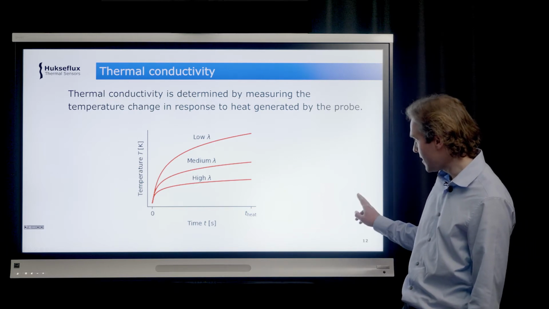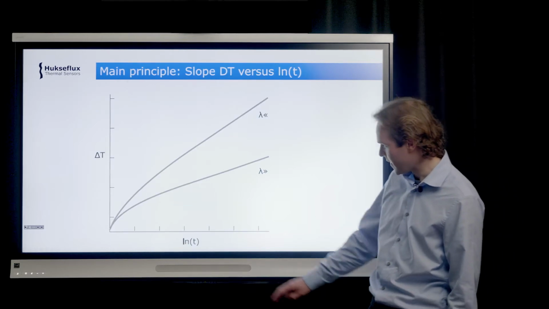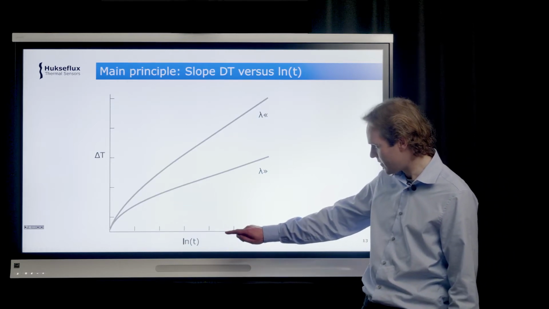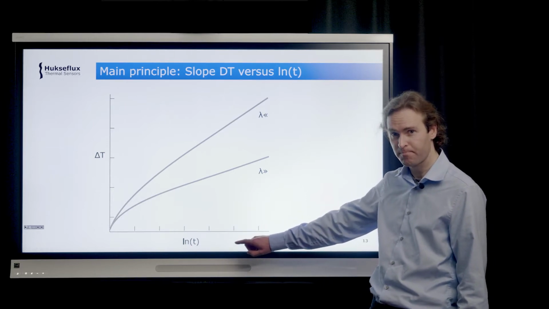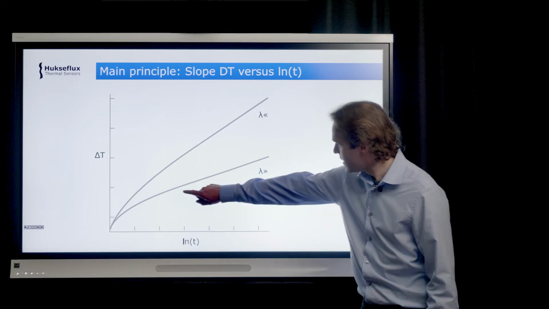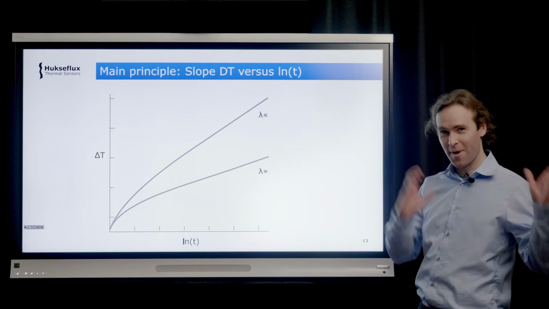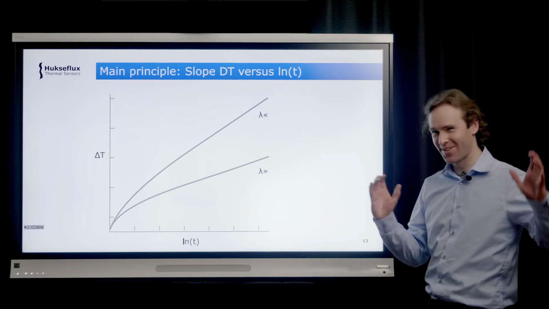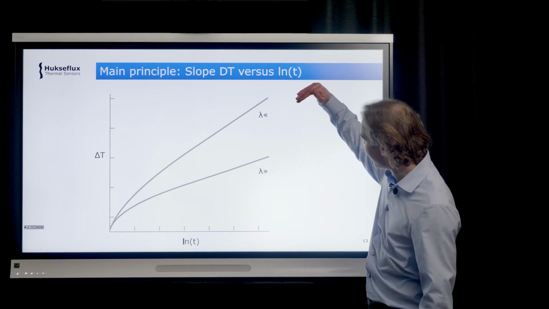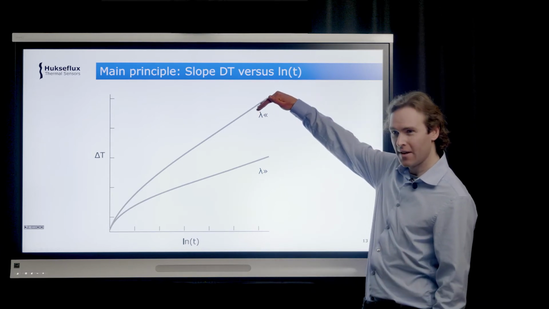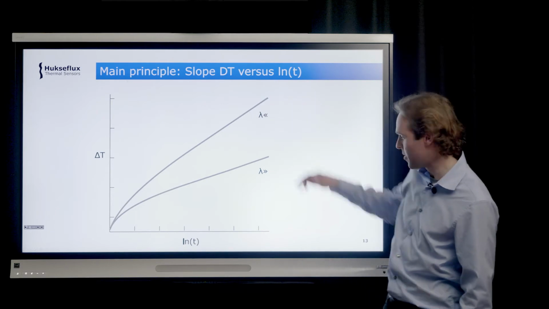And I can make that slightly more precise. This is basically the same plot, but now I don't have the time axis, but I have an axis, the logarithm of time. And what we need to look at is the slope of the curve. If you remember this, then you understand about 50% of the principle. Basically, high thermal conductivity means a small slope, and low thermal conductivity means a high slope.